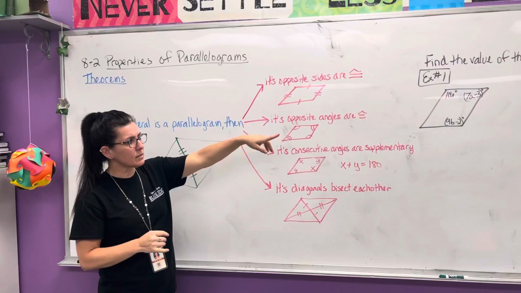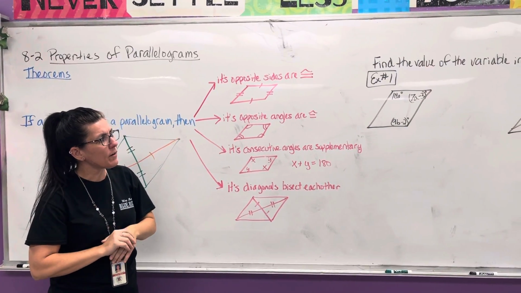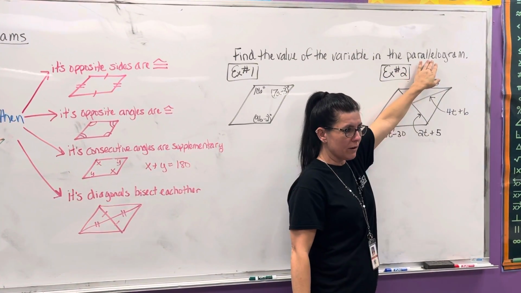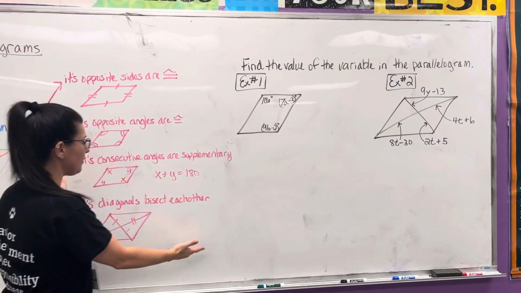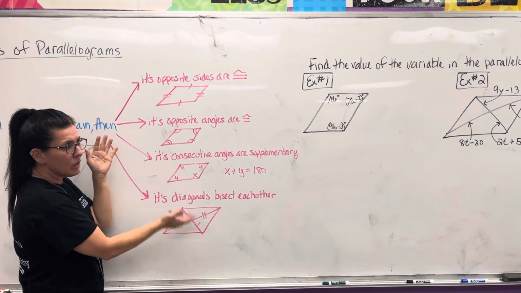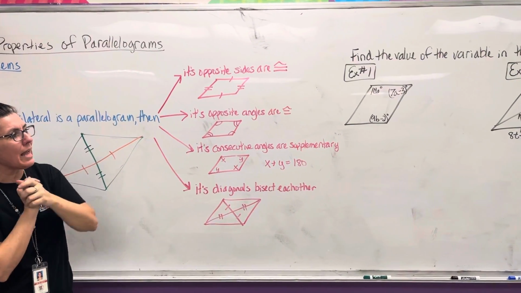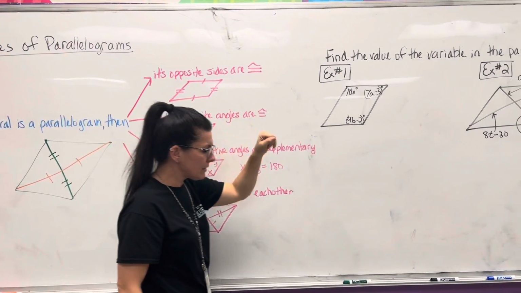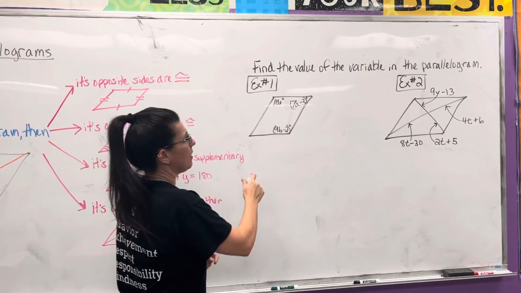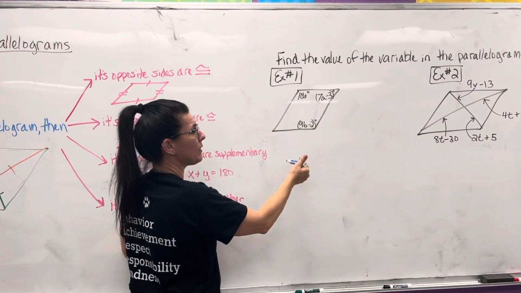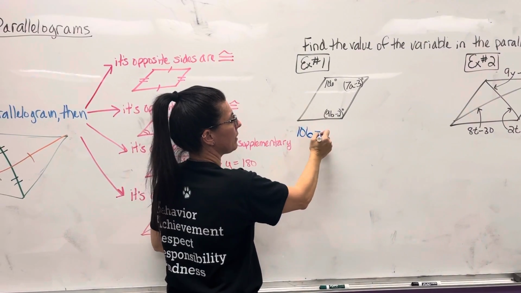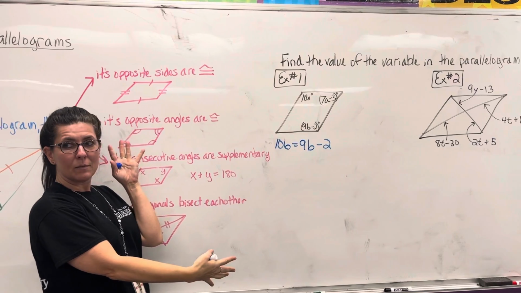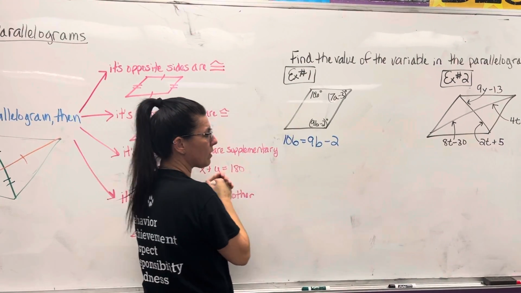So looking at our first sets of examples, it says find the value of the variable in the parallelogram. The directions tell you that it's a parallelogram. Therefore, we know all of these red things are true. The first one, obviously we're talking about the angles, so we know that opposite angles are congruent. So when I set this up, these opposite angles are congruent, so I can say 106 equals 9b minus 2. So again, using your idea to set up your equation, and then of course solving it.